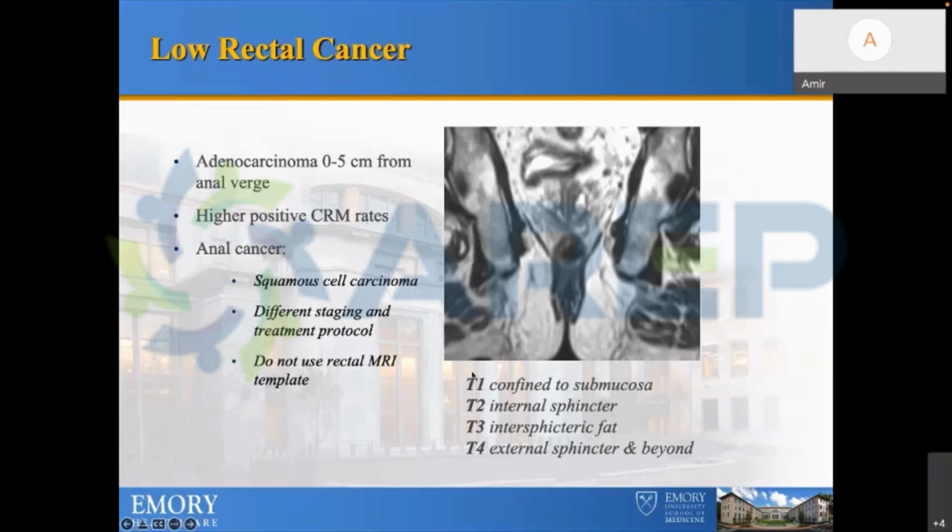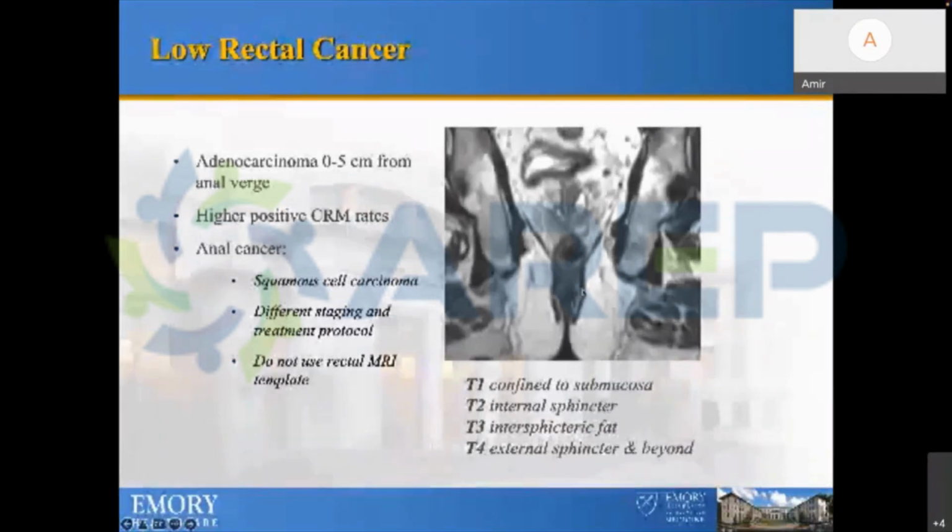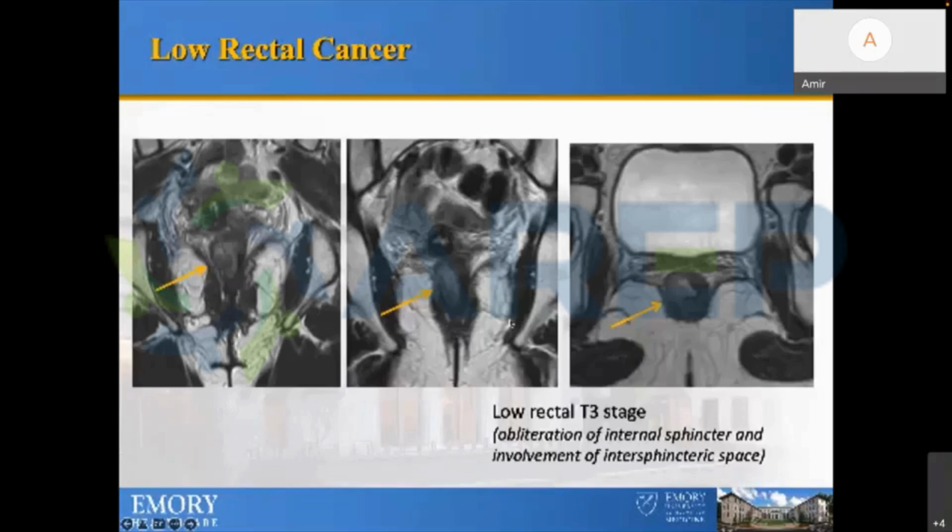So again, for the low rectal tumor, if the tumor is confined to submucosa, T1. If it extends only to the internal sphincter, T2. If it extends into the intersphincteric fat, it would be T3. This intersphincteric fat is actually the extension of the mesorectal fat. So remember that when it invades into the mesorectal fat, we call it T3. Here, there's a very narrow space of fat, so we call it a T3. If that fat is obliterated or gone, and it involves the external sphincter and beyond, it will be a T4 stage.